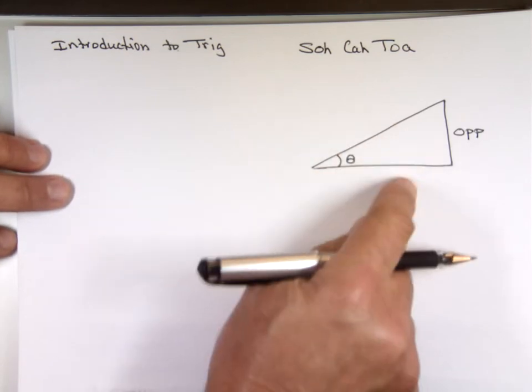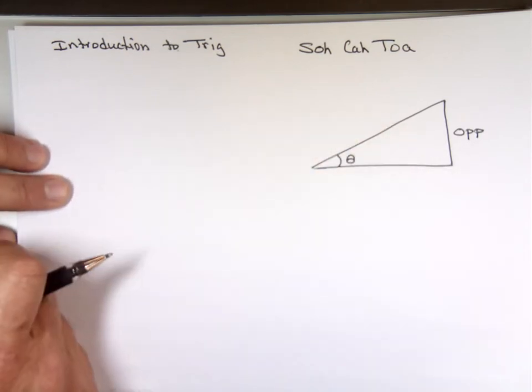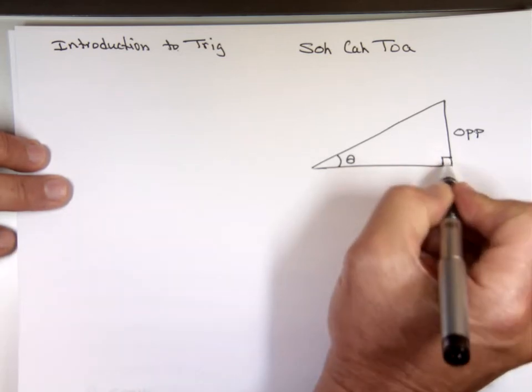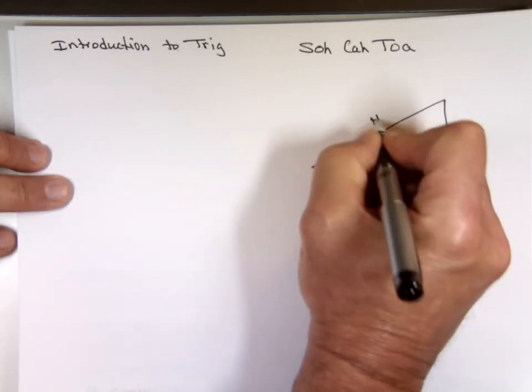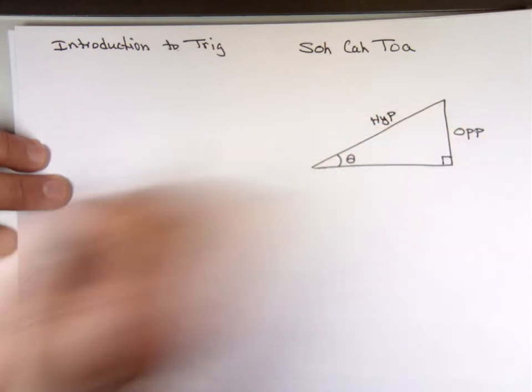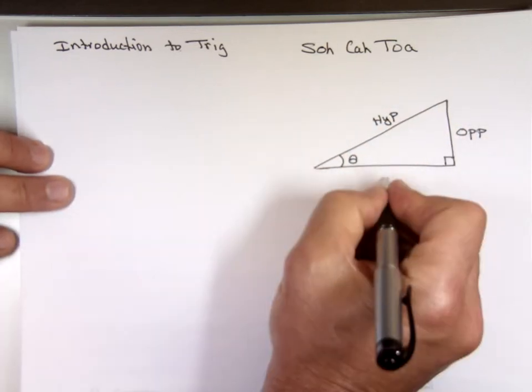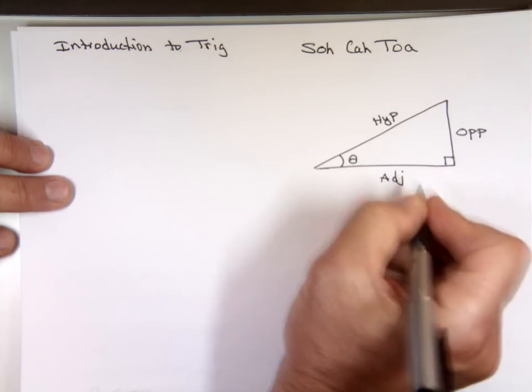Then there's two sides touching the angle. Which one do you think is the longest side? Yeah, which is the top one. That's across from your 90-degree angle. That's your hypotenuse. That leaves this side to be what? The adjacent.